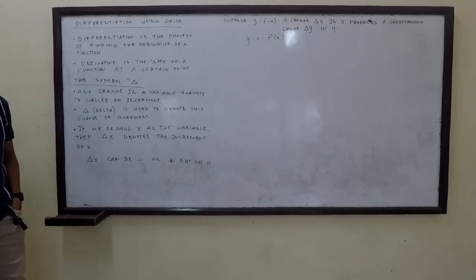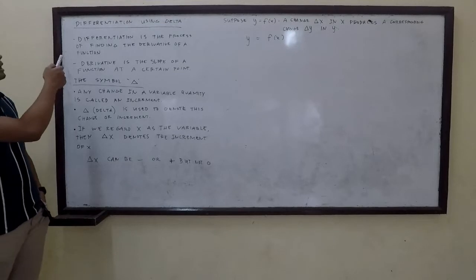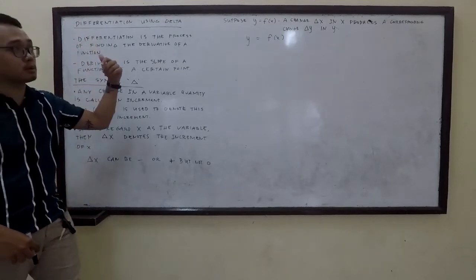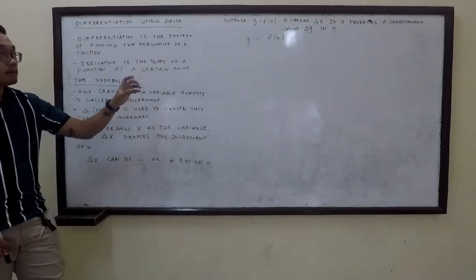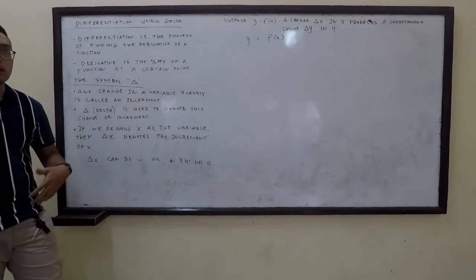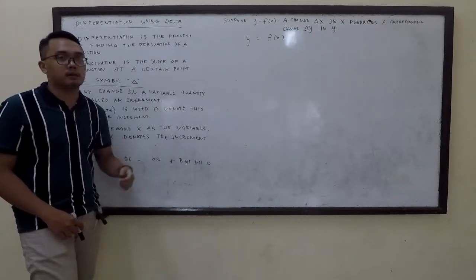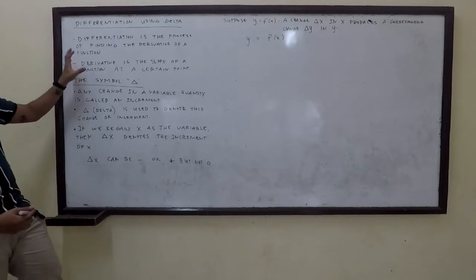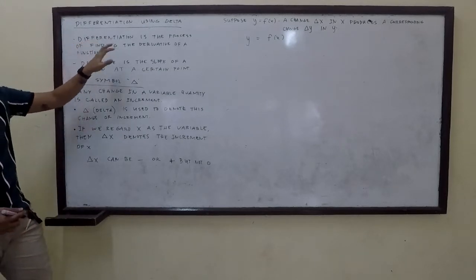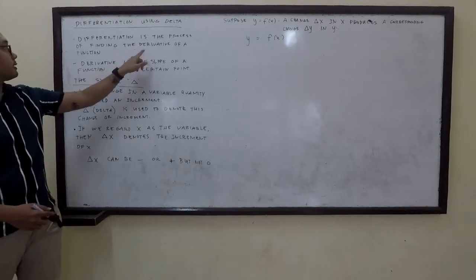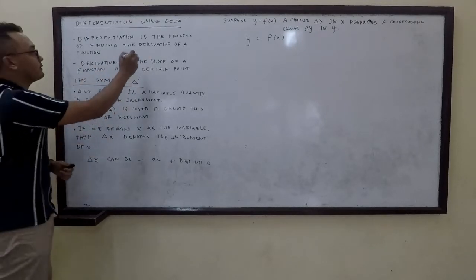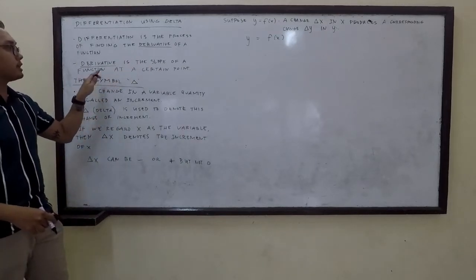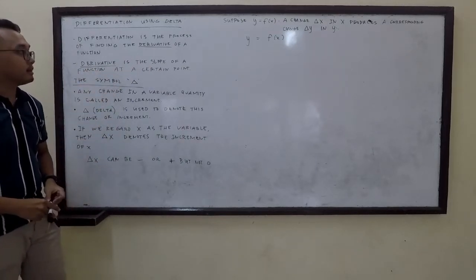Okay, so lecture 3 is all about differentiation using delta. This just means that you're going to differentiate a function and find its derivative using the old method, or the long method of differentiation. By definition, differentiation is the process of finding the derivative of a function, and a derivative is just the slope of a function at any certain point.